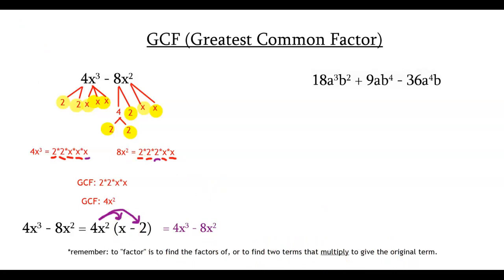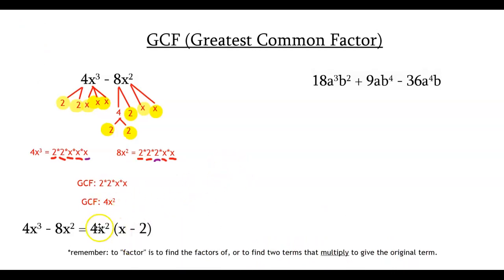Here's our correct and complete answer. 4x squared is the GCF. I'm going to write that first, and then I'm going to write whatever's left over in the parentheses. Okay, hopefully that makes sense, but if not, we'll do a little practice here.